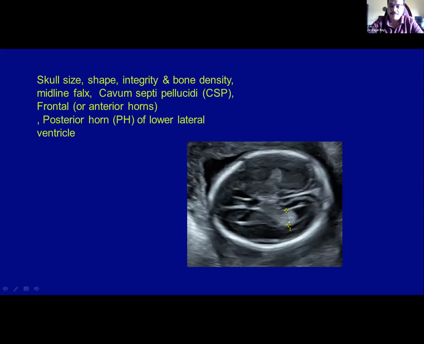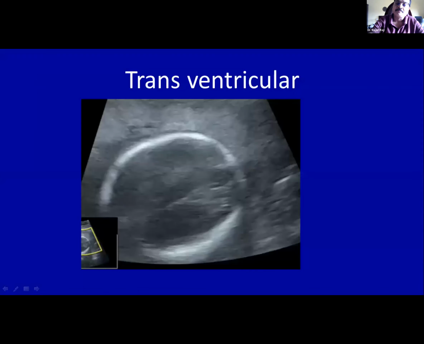You measure at this level from inner to inner, which should be a maximum limit of 10 millimeters at this mid trimester scan. Transventricular.